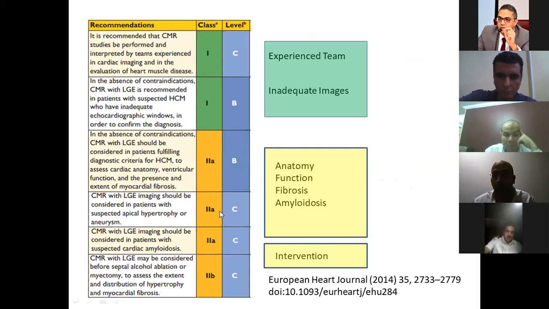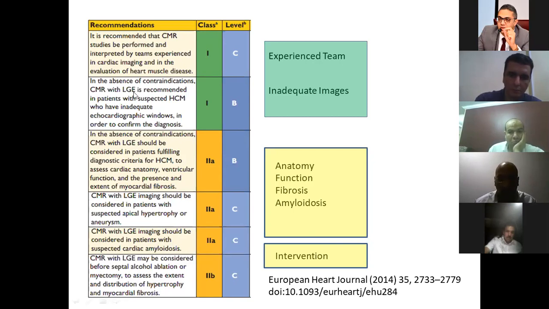It's class 2A for any patient with suspected apical hypertrophy to diagnose whether there is an aneurysm, which carries high risk for sudden cardiac death. And it's class 2A also if we suspect cardiac amyloidosis, which presents as a hypertrophic cardiomyopathy. And finally, in preparing for the intervention, whether it's myomectomy or septal ablation.